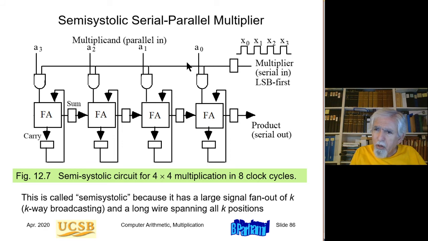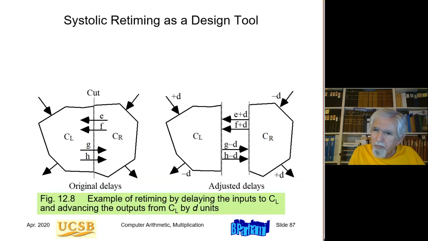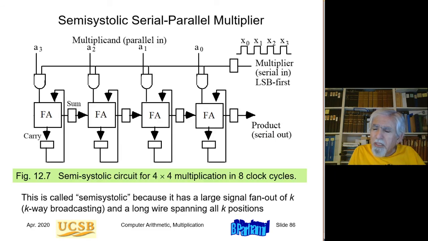And besides, this will be a long wire, goes from one end of the design to the other end, that introduces additional latency. So in designing VLSI circuits, we try to avoid both of these undesirable effects, having long wires and having a large fan-out. So let's see if we can get rid of the long wire and the fan-out problem. So this is known as a semi-systolic design. If we don't have any long wires and we don't have any fan-out, the design is known as a systolic design.